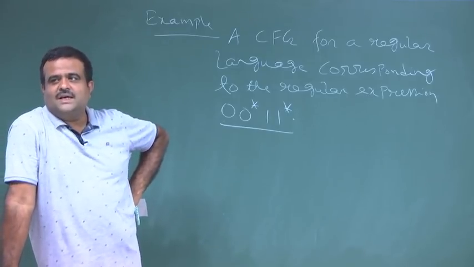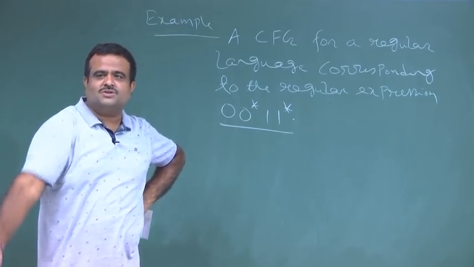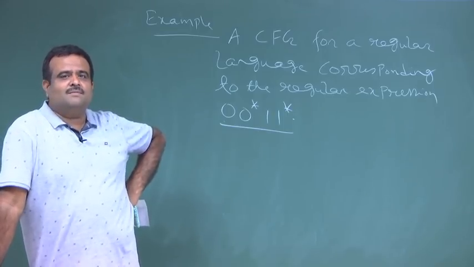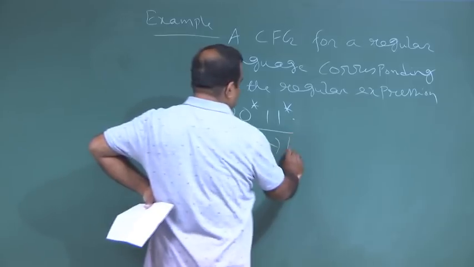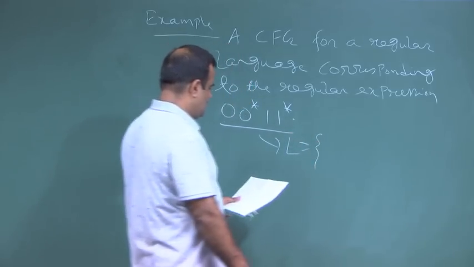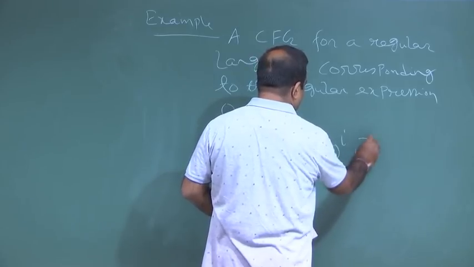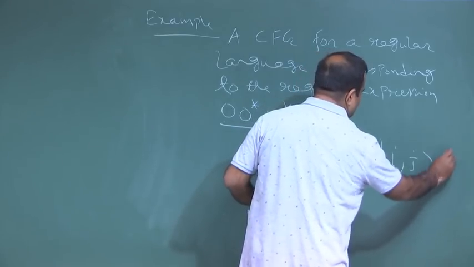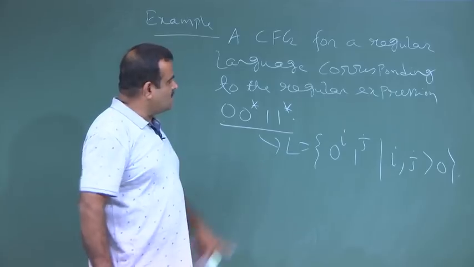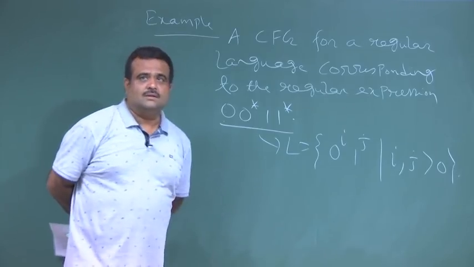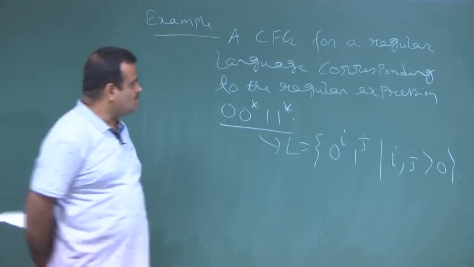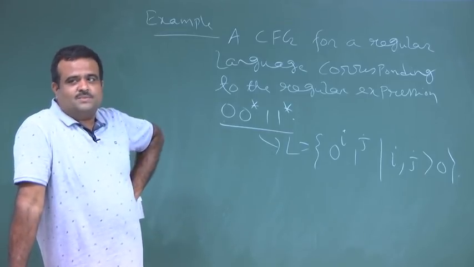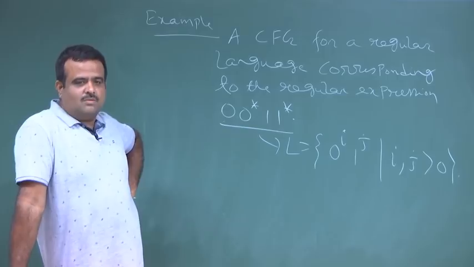So, what is the corresponding language? It is 0 followed by any number of zeros, then followed by any number of ones. So, this corresponds to the language 0 to the power i and 1 to the power j for any i, j greater than 0, because this 0 is there, 1 is there. So, i, j must be greater than or equal to 1. We know this is regular, because we have a regular expression for this. We do have a finite automaton which can accept this language.